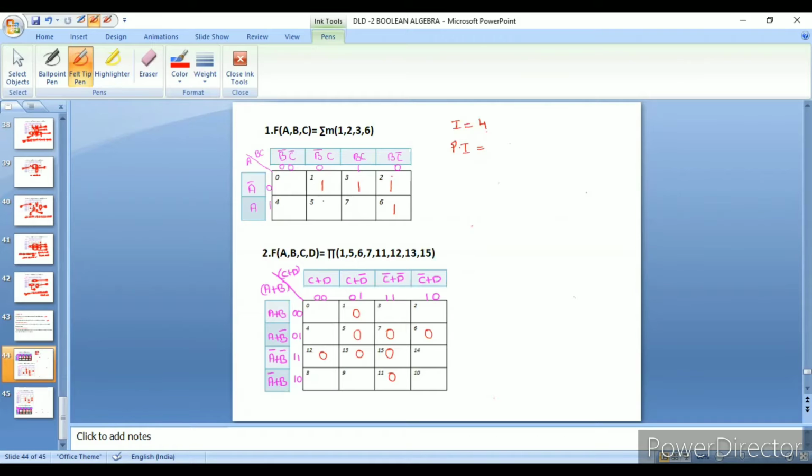Prime implicants in the sense all possible combinations. So the possible combinations are this one, 1, 3, and we can also group 2, 6. This is another possible combination. According to the K-map rules, only 2 pairs. But here, all possible combinations, so including 3 and 2, minterms 3 and 2 we can also group. So these two.